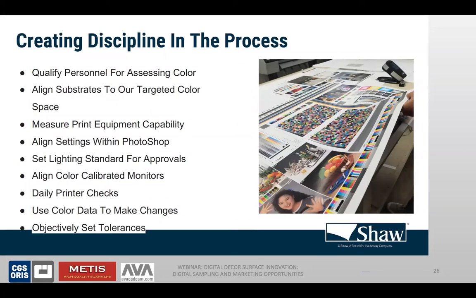Again, going by their guiding principles, they knew to create some discipline in the process. And that discipline needed data, essentially. We go down this list, it's all about gathering data. So we need colorimetric information in order to make informed decisions.